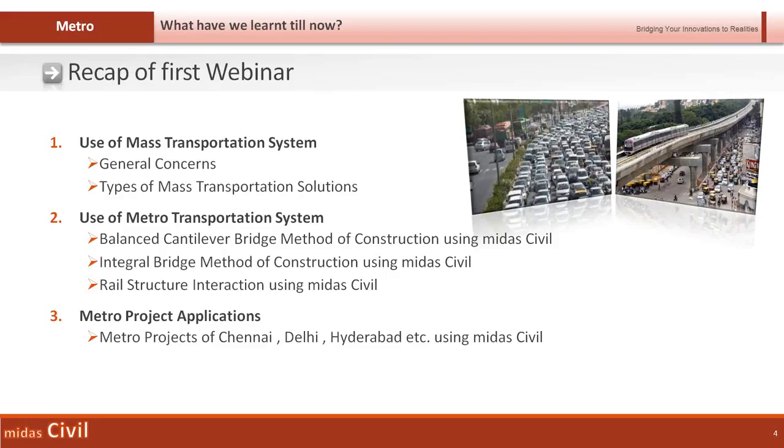Similarly, after that, we discussed the use of metro transportation systems. Why is metro being used a lot? Why is metro coming as a boom in the engineering industry? And what are the different concerns relating to metro transportation, like congestion, difficulty in construction, time of construction, and congestion due to traffic, so all these things. After that, we discussed in the metro transportation system the balanced cantilever bridge method of construction using MIDAS 7. We also discussed for monorails the integral bridge method of construction. And after that, I gave a little basic about rail structure interaction using MIDAS 7.